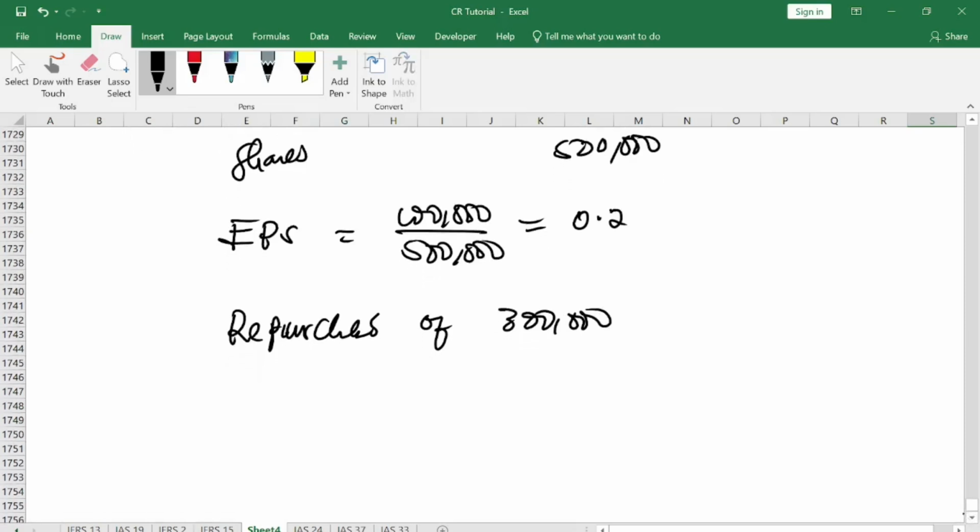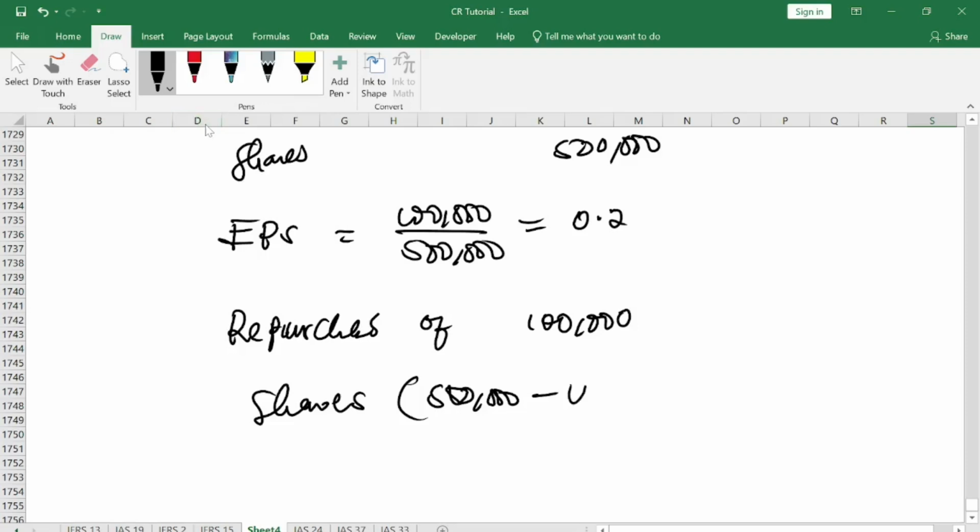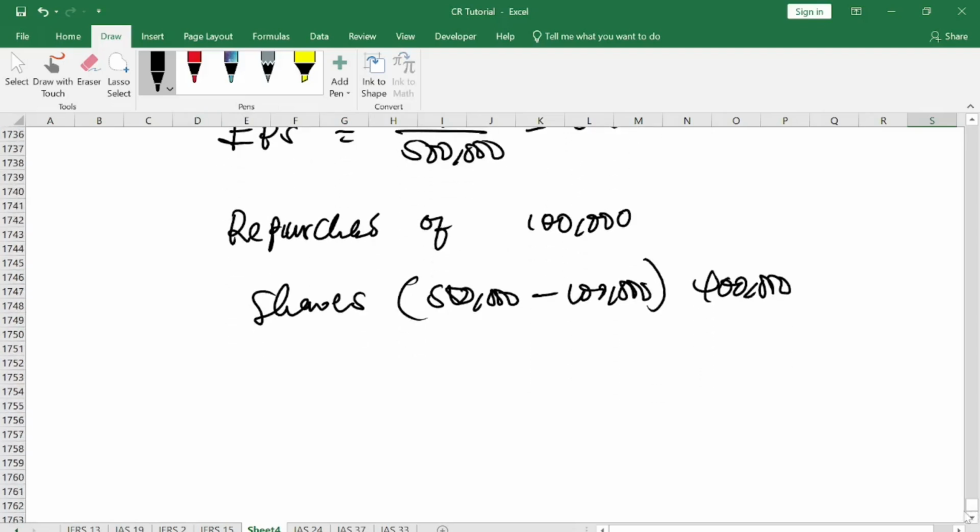So here, your outstanding shares was how much? 500,000 shares. Let us make it 100,000 shares they are buying back. So when you less 100,000 shares from 500,000 shares, you will have outstanding shares of 400,000. Now, with the same date, 1st January 2026, they did the repurchase. So what do you think will happen to the basic earnings per share?